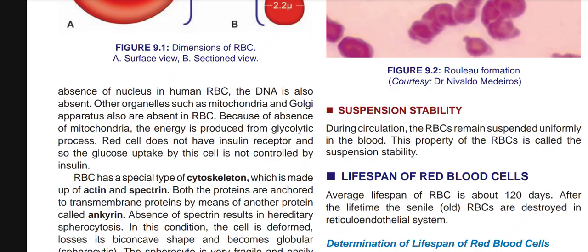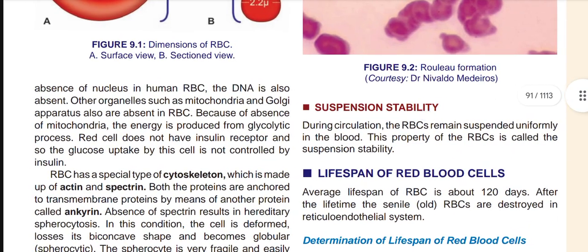So the DNA is also absent, and other organelles such as mitochondria and Golgi apparatus are also absent in RBC. Because of the absence of mitochondria, the energy which is needed for them to maintain their cellular life is produced in the glycolytic process, and RBC don't have any insulin receptor, so the glucose uptake by this cell is not controlled by insulin. So the glucose uptake has no relation with insulin.